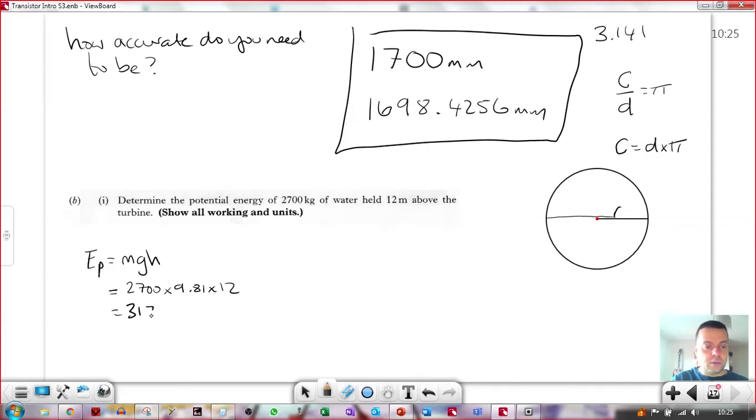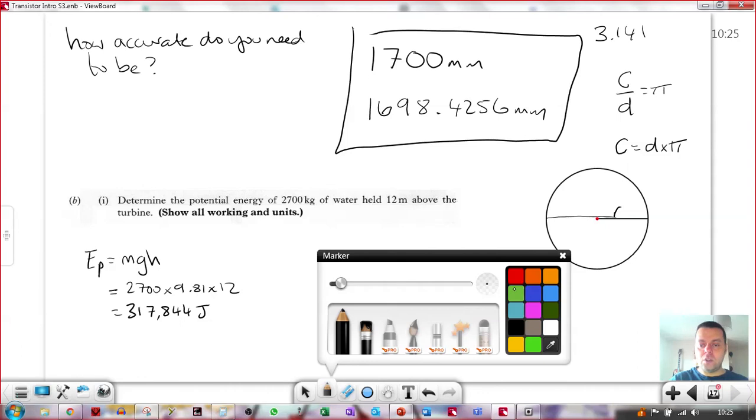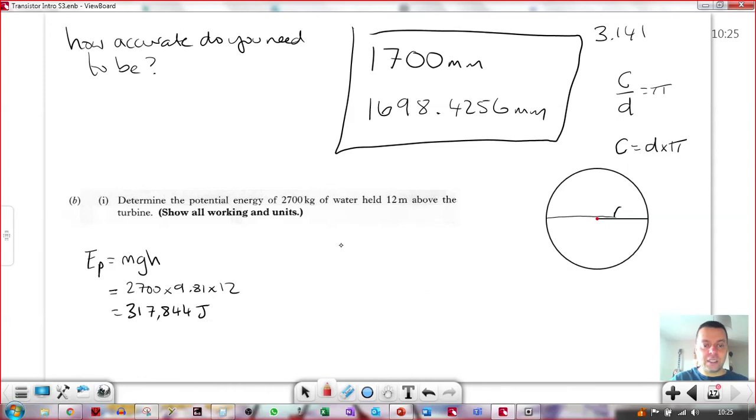317,844, and the units are joules. Okay, so that would be the raw answer. Now, at this point, this is where you have to round it. And we're going to round it to a significant figure value. How many significant figures do we round it to? And the rule is, how accurate are you going to be? So your answer can only be as accurate as the least number of significant figures in the data given.